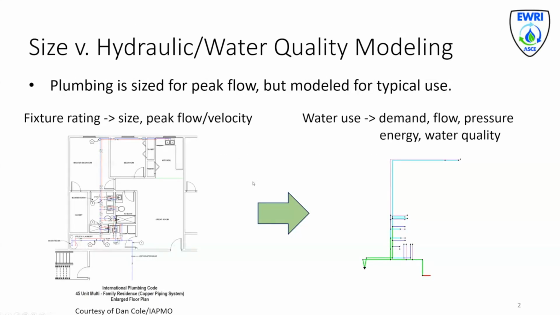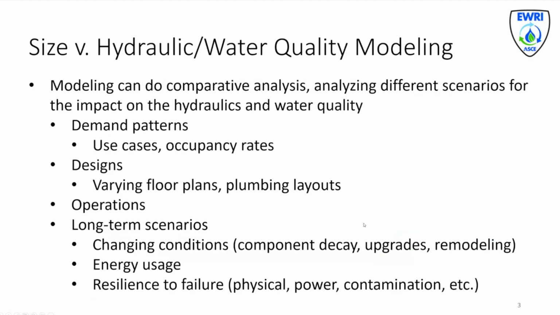So as Regan introduced at the beginning, the sizing is done around fixture units or some sort of fixture rating. You get the size, peak flow, velocity to get the design. And then for water quality and water hydraulics, we use the water use, the demand, what's the flow, the actual flow, the pressure, what's the energy use, the water quality. And so we need to bridge the gap between going from the design and then having all this additional information that we can get from more advanced modeling techniques.